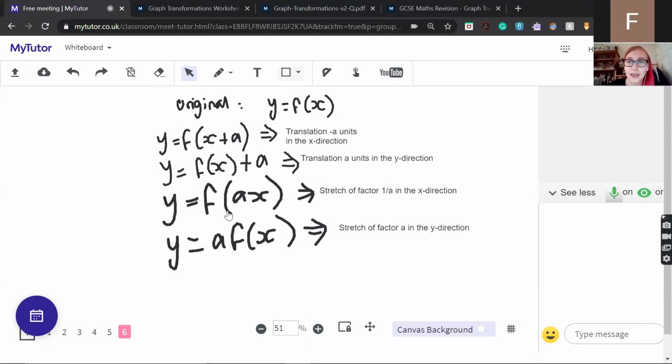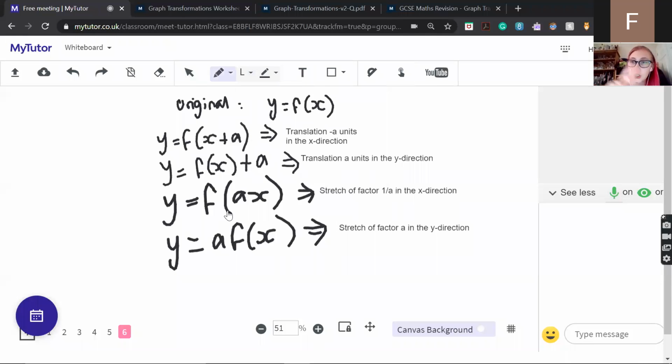So this is what I mean by y kind of being more normal than x. When we are thinking about the y direction, because it's outside of that function, when we add a, it's a translation of a units. When we multiply it by a, it's a stretch factor of a. However, when we're thinking about the x and we add a, it's a translation of minus a, it reverses it. When we multiply our x by a, it's a stretch factor of 1 over a, rather than a. Again, it reverses it. So if you need a way to remember which is which, x behaves weirdly.